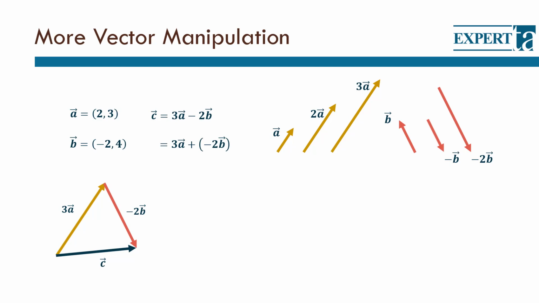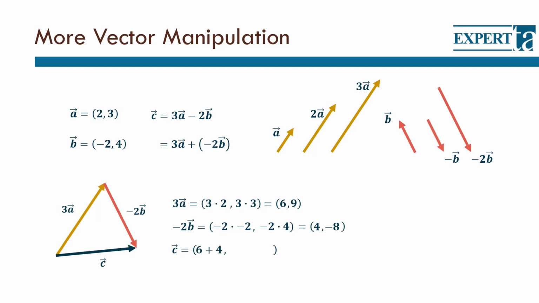In component form, 3A will be equal to 3 times 2, which is 6, and 3 times 3, which is 9, and negative 2B will be negative 2 times negative 2, which is positive 4, and negative 8. So vector C, 3A minus 2B, is the sum of the x and y components of these two vectors above. That will be 6 plus 4, which is 10, and 9 plus negative 8, which is 1. So that's our answer in vector notation.